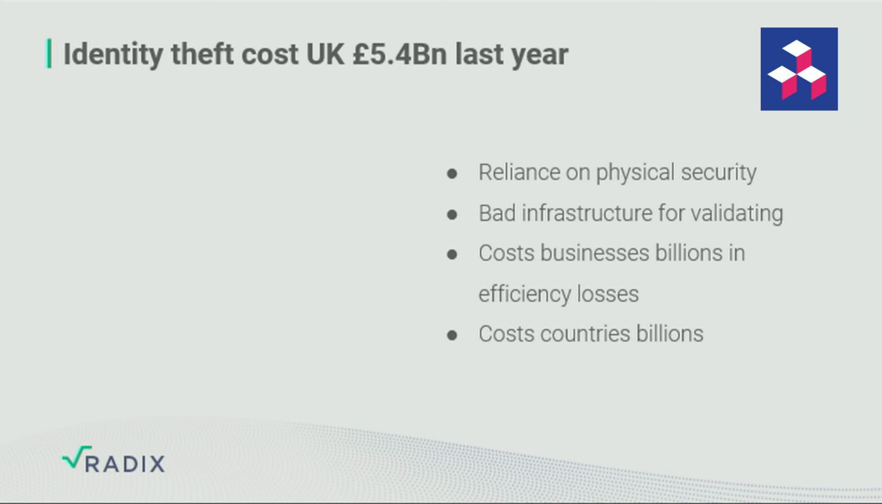This technology is not just about currency. As most of the things with nationality and with sovereignty, it starts with identity. Identity theft and fraud cost the UK government £5.4 billion a year. The reason for this is that they rely on physical security to issue these identities and to validate these identities. This is not enough. With technology platforms such as Radix, this is no longer an issue.